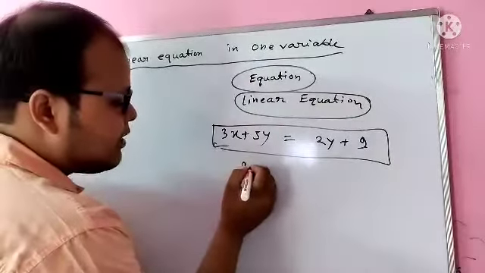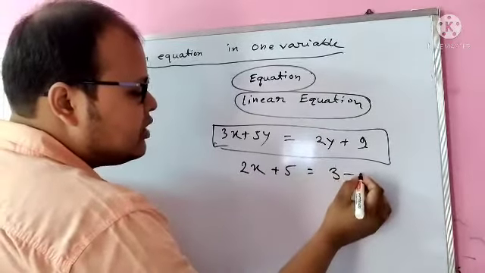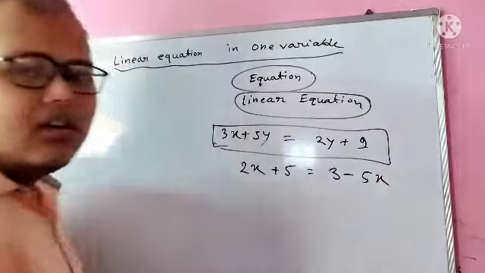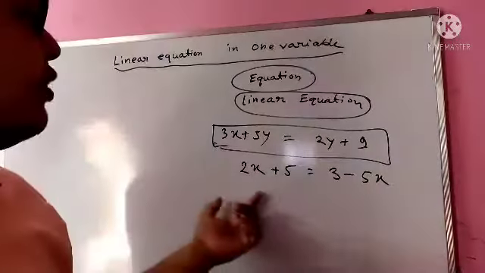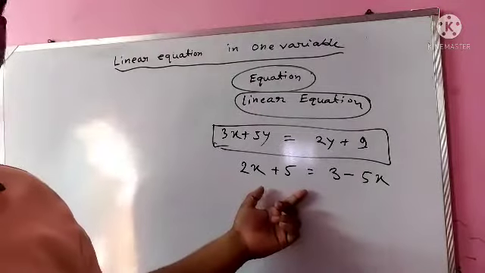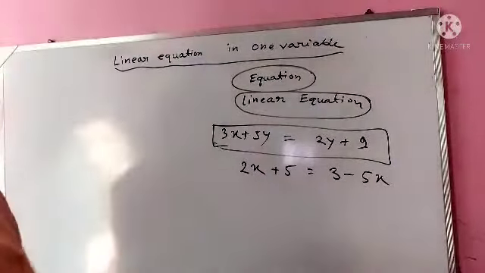Let's give an example. 2x plus 5 is equal to 3 minus 5x. In both sides, two algebraic expressions I have written, and both the expressions contain one variable, that is x. So this is a linear equation in one variable.